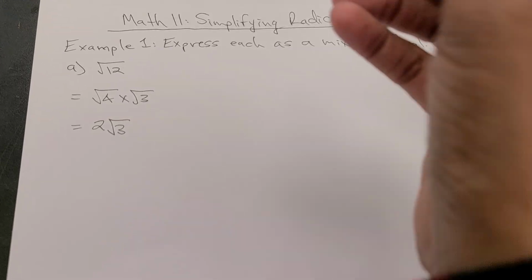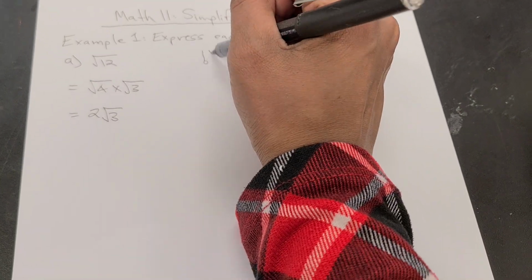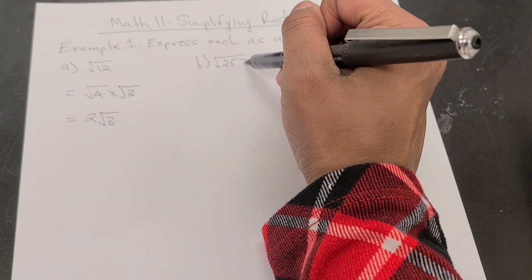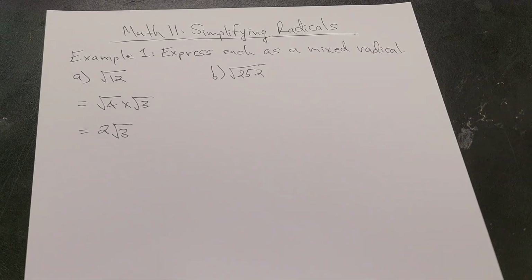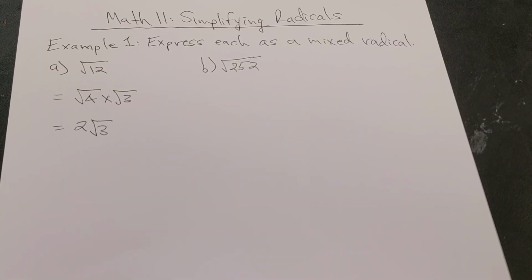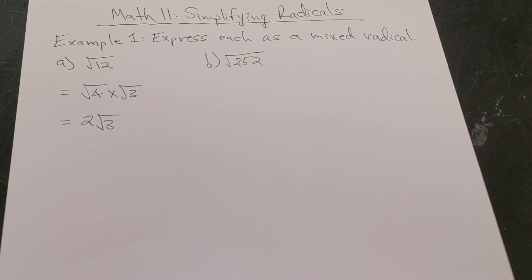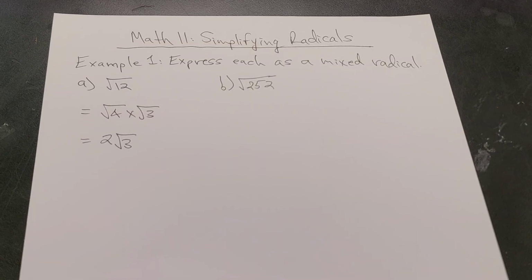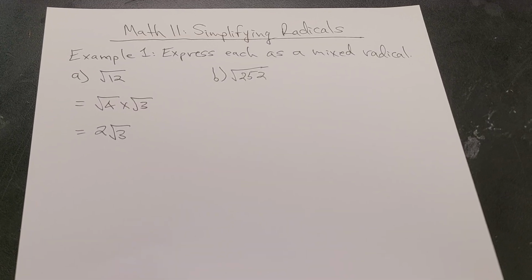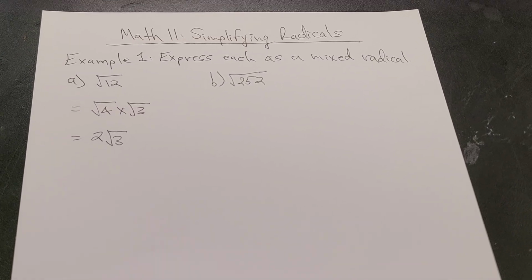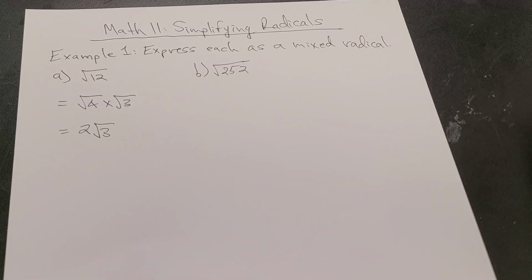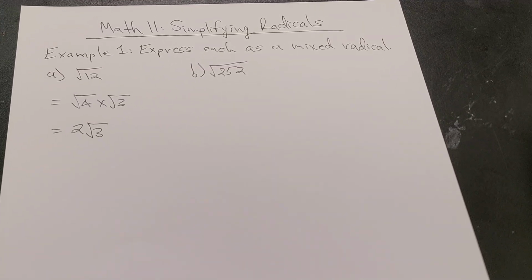Okay, so let's try like one more. I'll write it right here. Let's do square root of 252. Okay, so even though the number is kind of large here, what we're going to do is you can always use your calculator, okay? We're finding factors of 252. Now of course, if you can't find like a really big factor, that's okay as well.